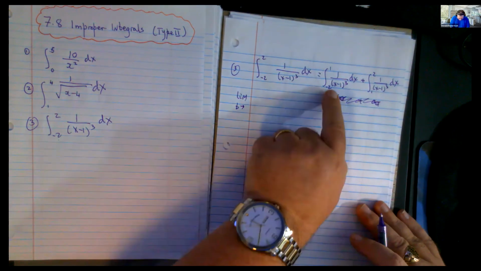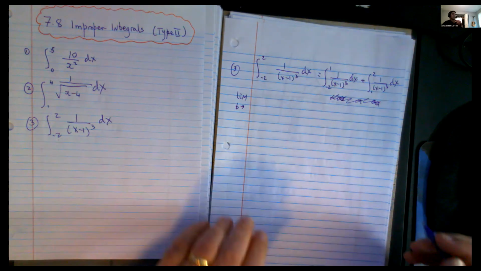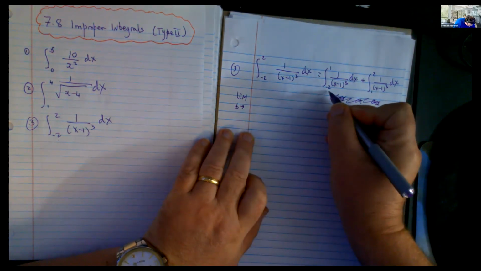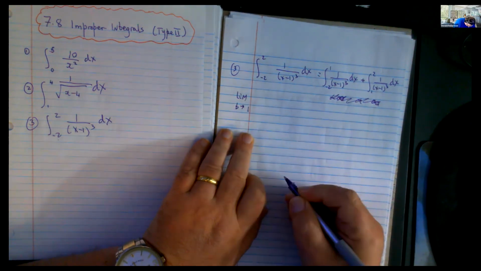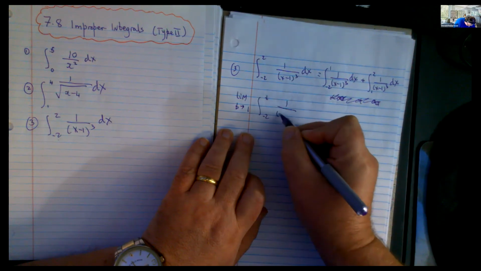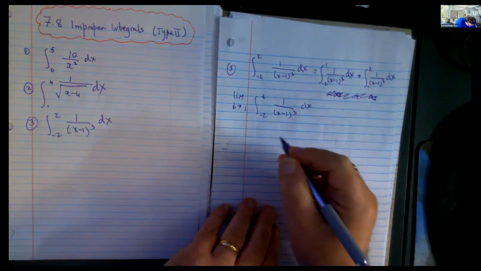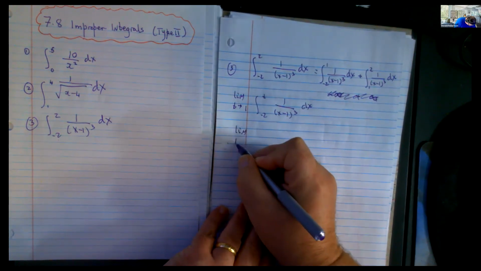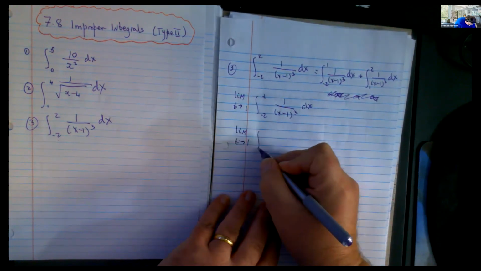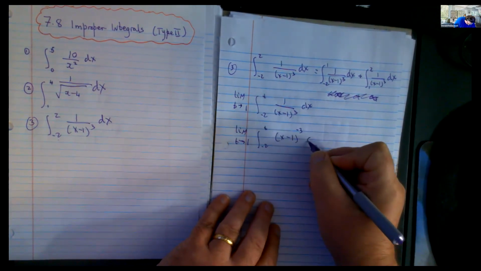Okay. Which piece do you want? The left or the right? Which one do you want me to do? Do the left one first. Okay, so we're going to do this fella here, right? So it's going to be the limit as t tends to 1 of the integral from -2 to t of 1 over (x minus 1) cubed. Now I happen to know this is going to diverge, but that's fine. It's going to be the limit as t tends to 1 of the integral from -2 to t of (x minus 1) to the -3 dx.